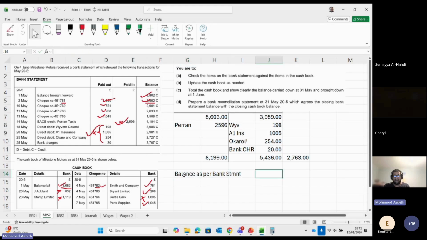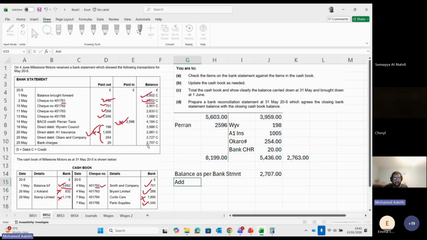Okay, how much is the balance per the bank statement? The bank statement balance according to this is 2,707 pounds credit. That means we have money in the account. Just be careful with this, guys. If it says C here, that means they are on credit, which means we have money. If it says D, that means it is an overdraft. Just be careful with it.